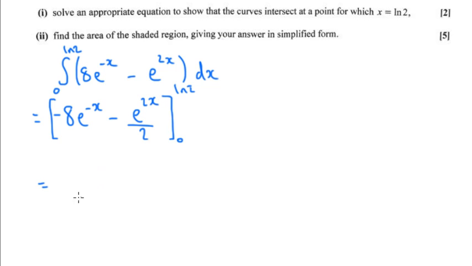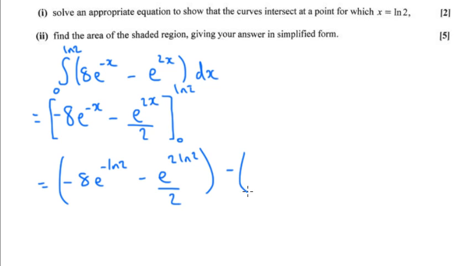We're now ready to put the limits in. So we've got -8 e to the minus natural log of 2 minus e to the 2 natural log of 2 over 2. Take away -8 e to the power of 0 minus e to the power of 0 over 2.